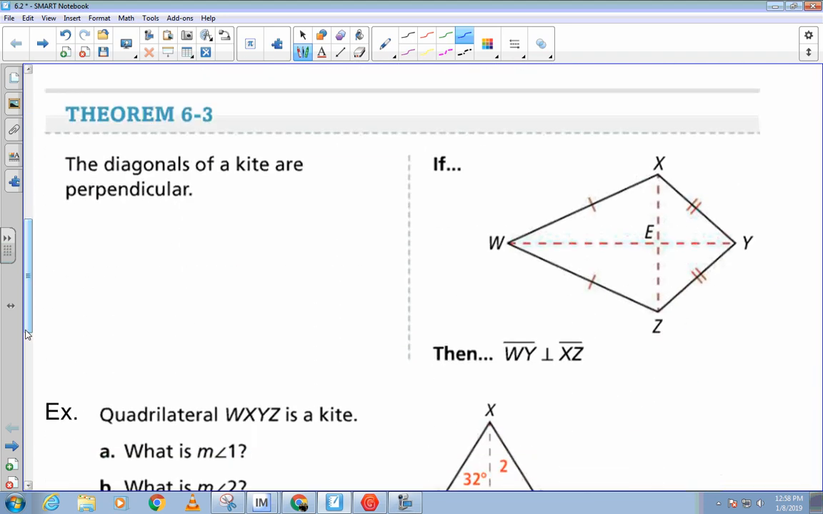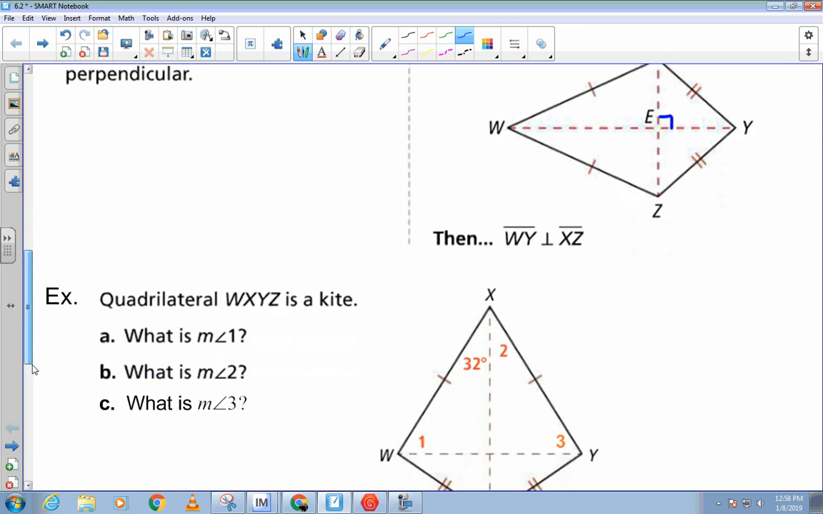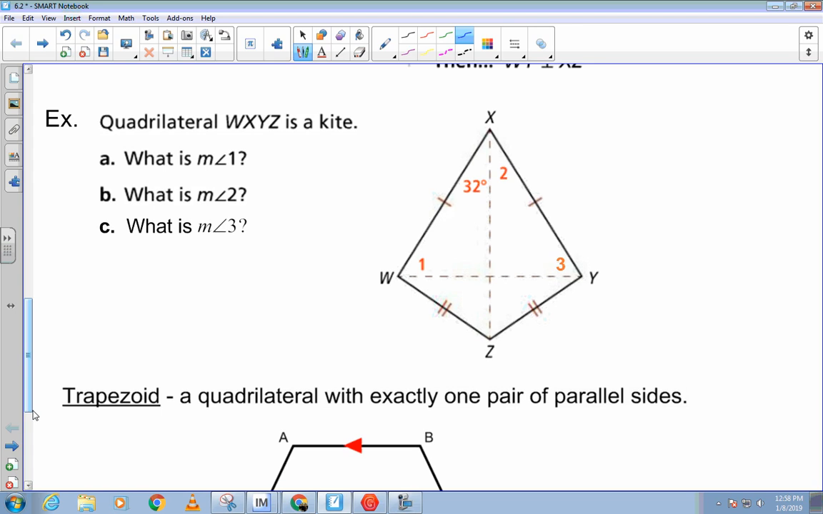The diagonals of a kite are perpendicular. That's the theorem, Theorem 6-3. The diagonals of a kite are perpendicular. So let's answer some questions. Quadrilateral WXYZ is a kite. What is the measure of angles 1, 2, and 3?